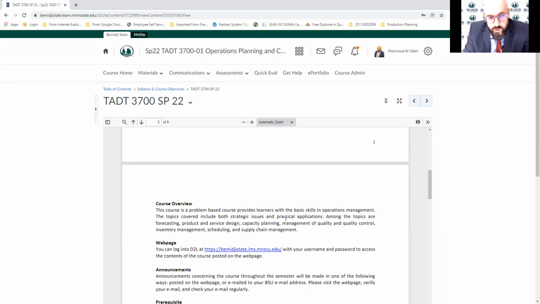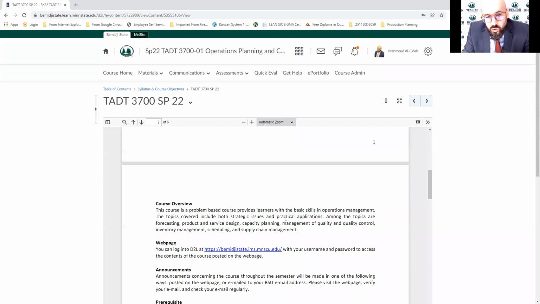We will be talking about product and service design, how we could design an efficient facility to meet the customer needs. We will take a look into capacity planning. We need to ensure what capacity we have, how many customers we can serve, how many products we can produce every week or every month. And based on that, we could plan our capacity.